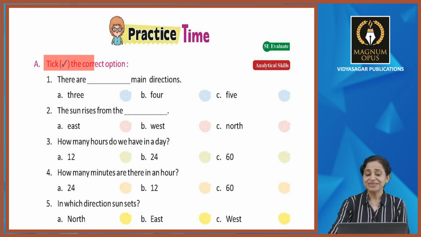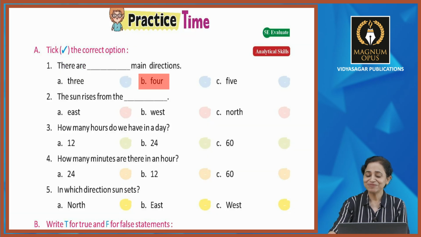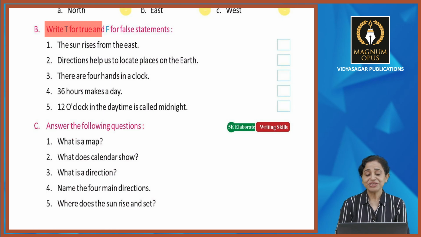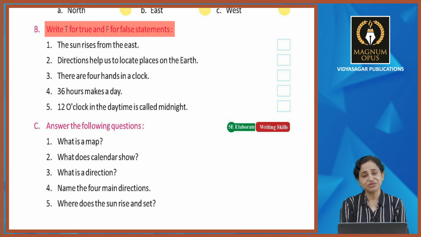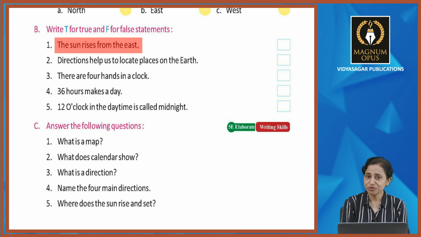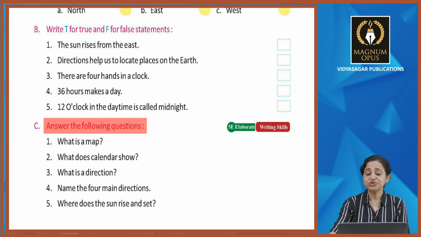Practice time. Take the correct option. There are dash main directions, 4. Do all likewise. Write T for true, F for false statement. Bachcha, check the statement as given in your chapter, like the sun rises from the east. Is this right? Do you think it's right? Okay. Write T.